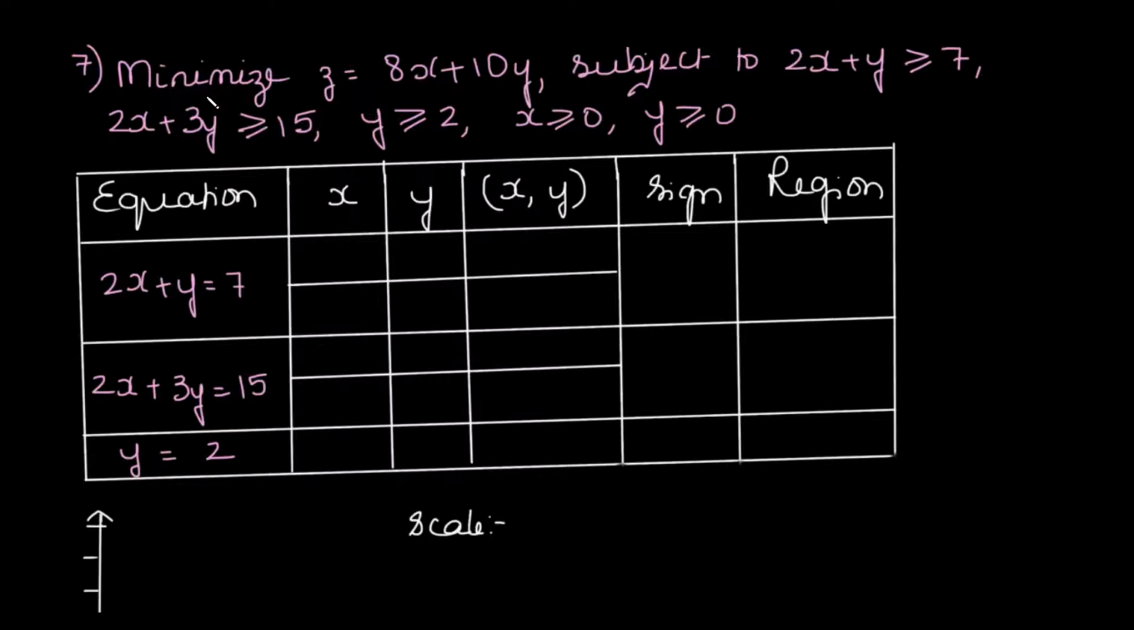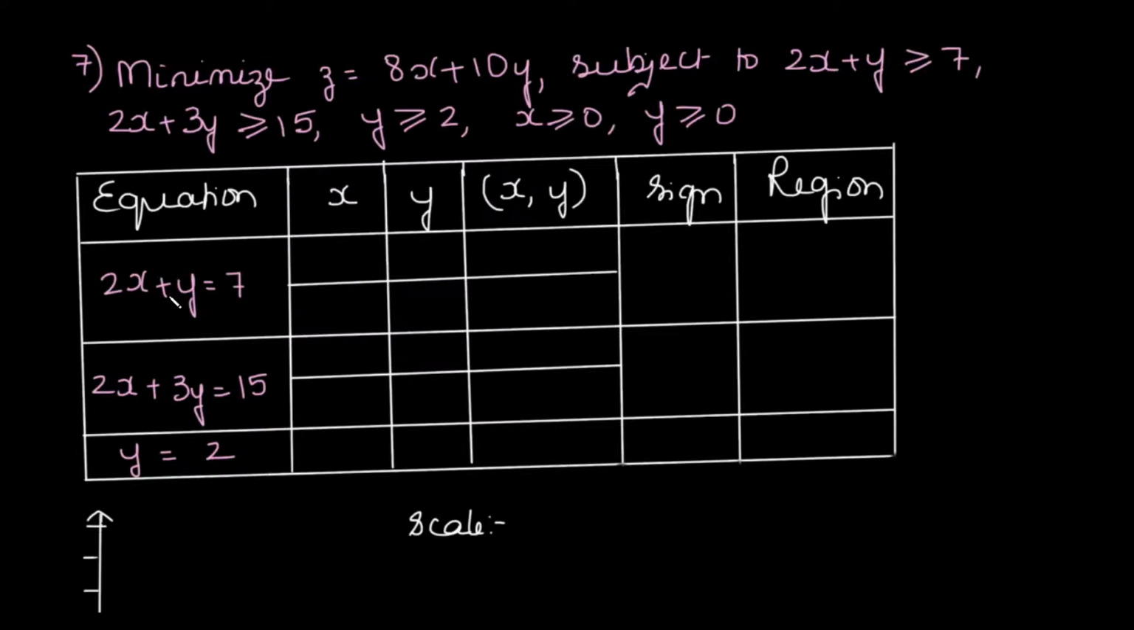Let me help you out with the next sum as well, which is again a minimization sum. After reading the sum, we convert these constraints into equations. There are 3 equations to be written over here. Then these are the non-negativity constraints etc. and this is the objective function.